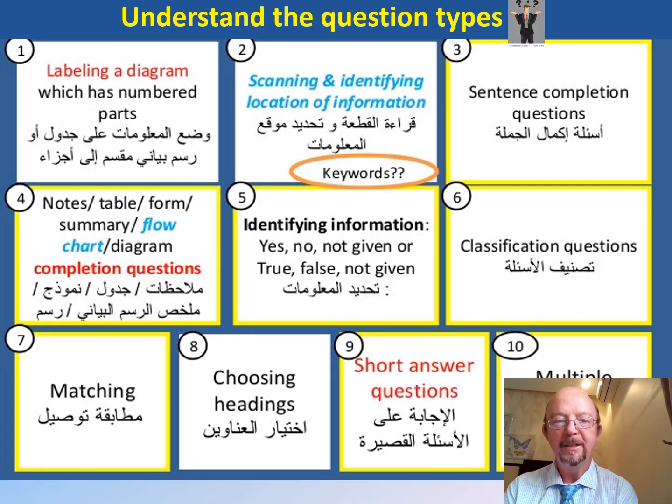In this slide, we will look at the question types. There are 10 main question types that are asked in the IELTS test. They are labeling a diagram to give information about some visual picture, and scanning to identify information, to find specific keywords, to find specific words that you need to complete.